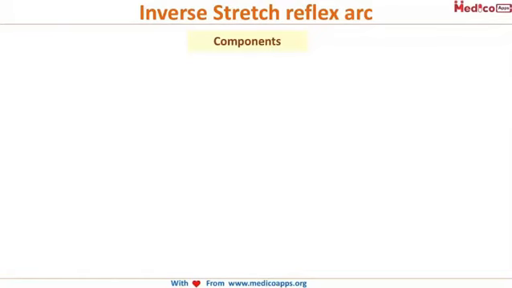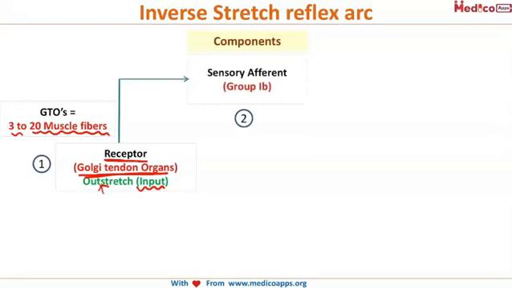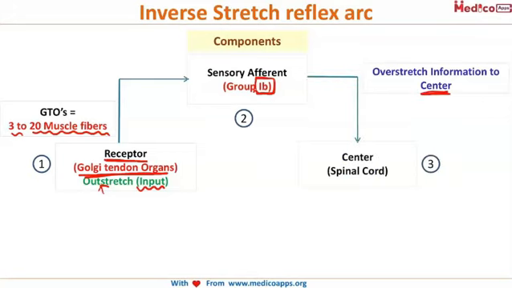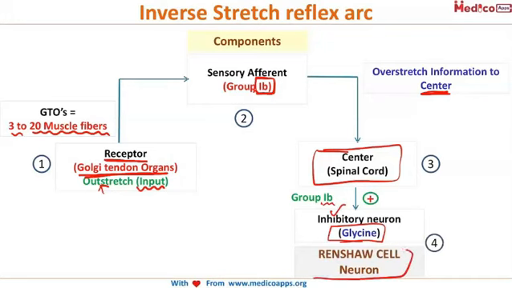Now let's learn about this inverse stretch reflex in detail. Let's start off with the components. The first one will obviously be the receptor, and please make a note here: the receptor for the inverse stretch reflex is the Golgi tendon organ. The input is an excessively outstretched muscle. This Golgi tendon organ has about 3 to 20 muscle fibers. From here, the sensory input is given via 1B. This 1B goes and takes the overstretch information to the center, and we know that the center is always the spinal cord. The group 1B neurons are stimulated, and these mainly act via the glycine neurotransmitter. That is why these are inhibitory neurons. This is known as Renshaw cell inhibition, and this neuron is known as the Renshaw cell neuron. We have learnt about this in our previous classes.